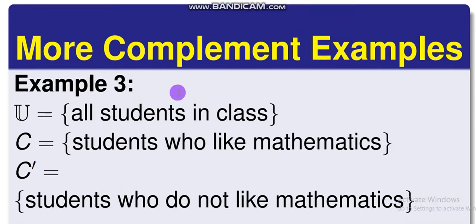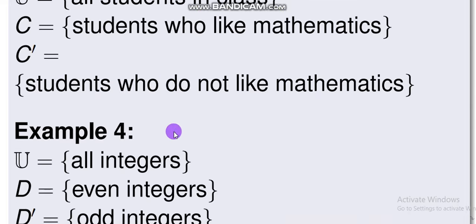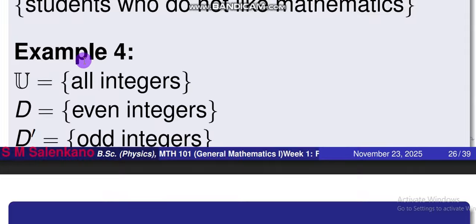More complement examples. For example, if we say that your universal set is a set of all students in class, all the students in the class, then set C is a set of students who like mathematics, and definitely not all students like mathematics, right? So if C is a set of all students who like mathematics, then C complement should be a set of students who do not like mathematics. That is C complement.